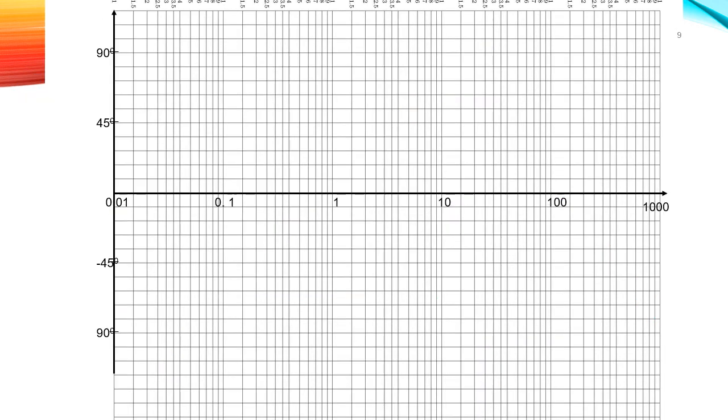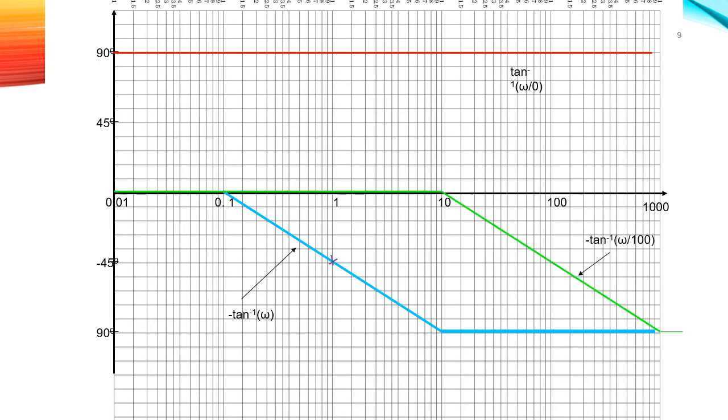Same goes for the phase plot. First you need to define the x-axis, the omega, and then plot the zeros at origin, which is constant 90 degrees, and then you have poles at 1, so it's crossing minus 45 at 1. Another one, poles at 100, it's minus 45 degrees at 100. Finally you total them up.